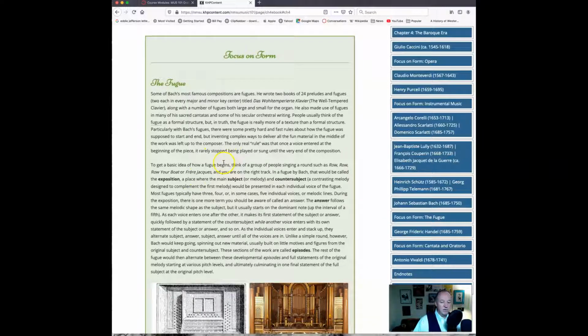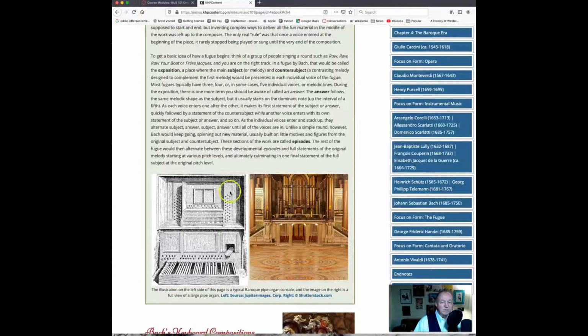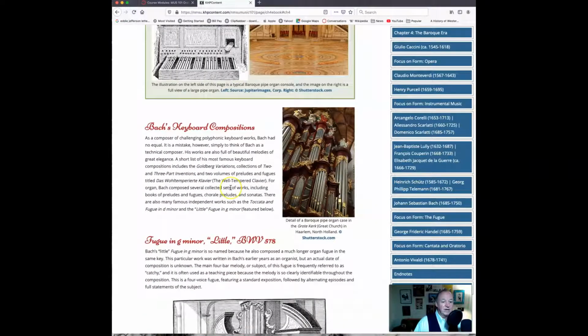Here's another important focus on form, the fugue. The fugue is an important polyphonic texture that existed in the Renaissance, but Bach absolutely perfects it here in the Baroque period. Learn all of these terms. They are critical. We'll use them again as we move forward in later chapters.